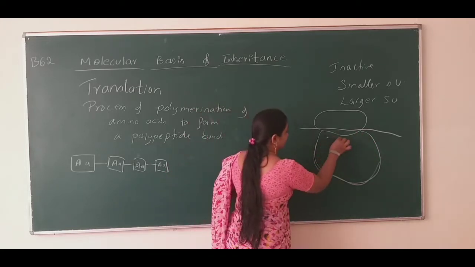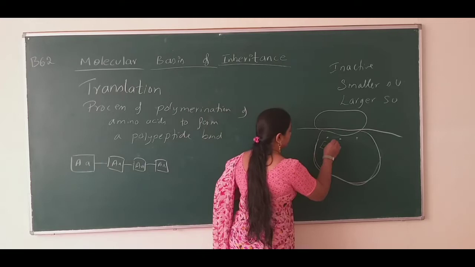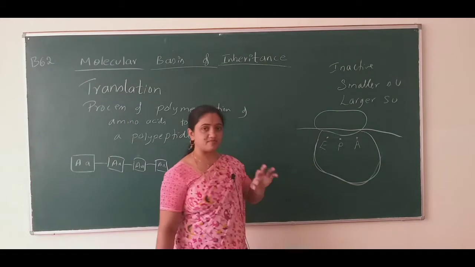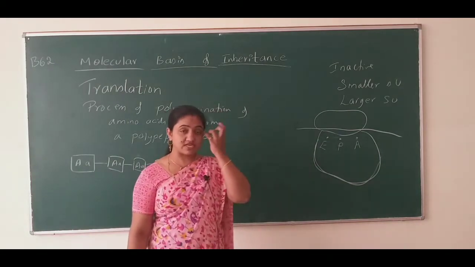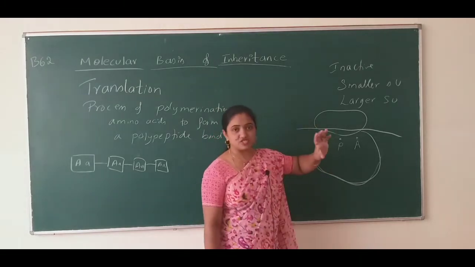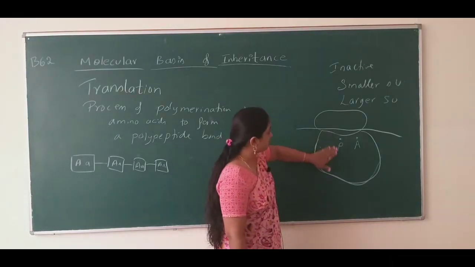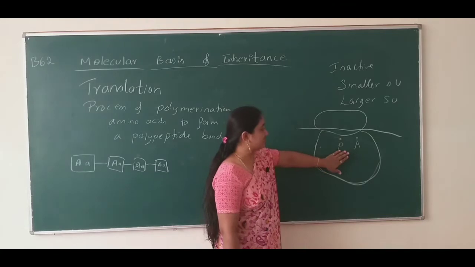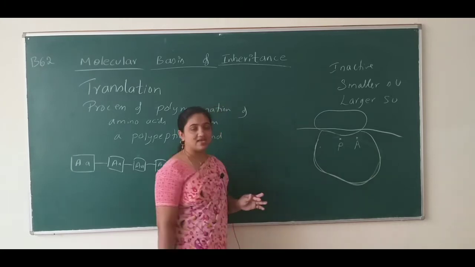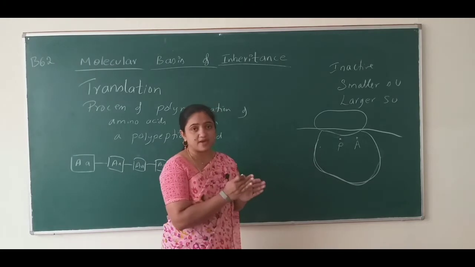In the larger subunit, there are three sites: the exit site, the peptide site, and the amino acid site. But in your NCERT book, they have mentioned only two sites, and they have not mentioned which sites are there. So here you can study that there are two sites, one is the peptide site and the other is the amino acid site. Next, what should happen now.